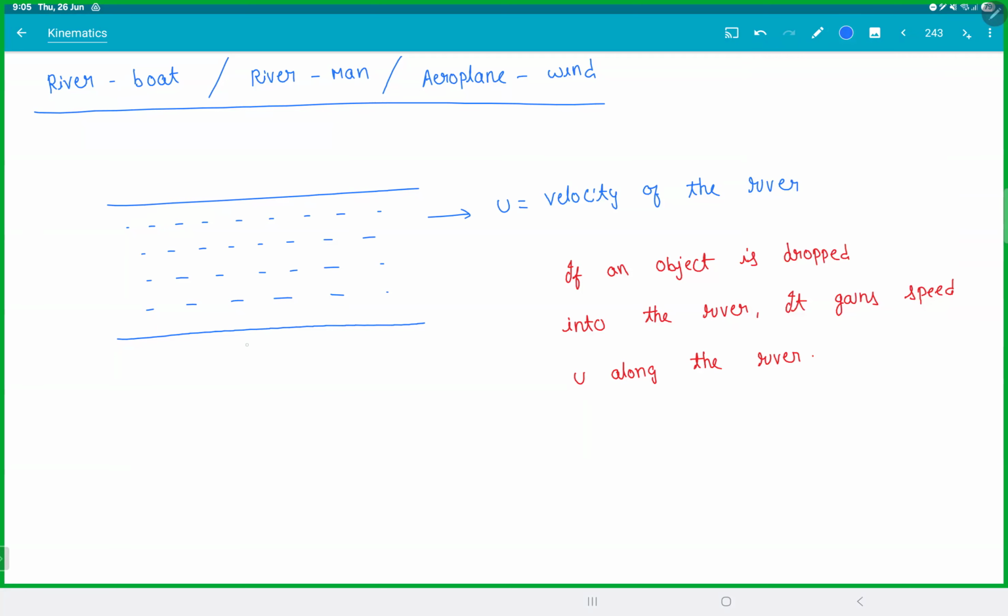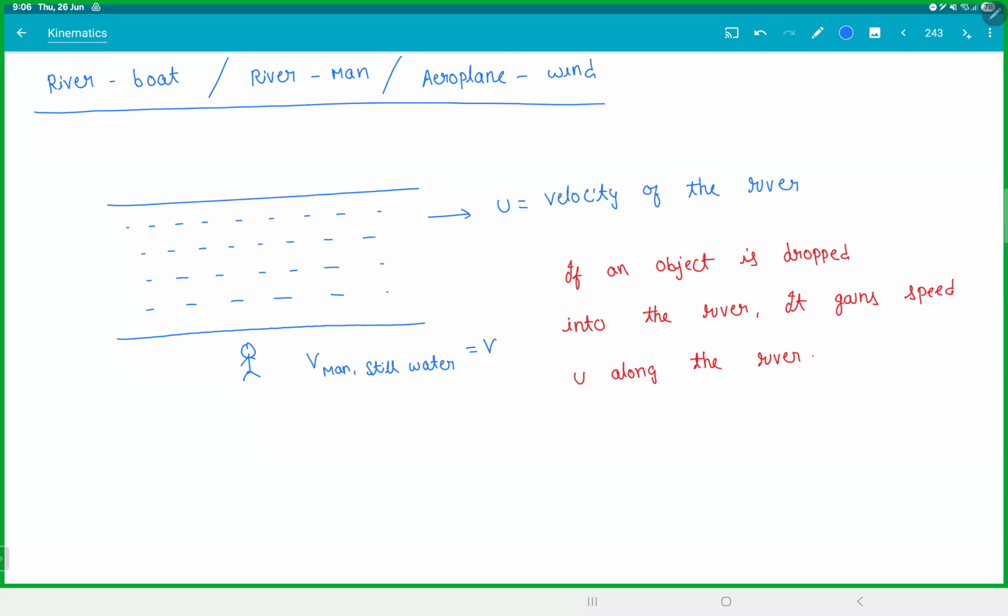Then we will say we have a man here. So v is the velocity of the man in still water. Matlab, if the water is not flowing, let's say it's a swimming pool or something, he can swim with v. So if the water was not flowing, it is just a plain pool, then the man will go with speed v. Clear with this? This is the main data there.